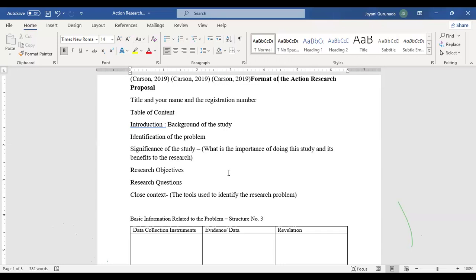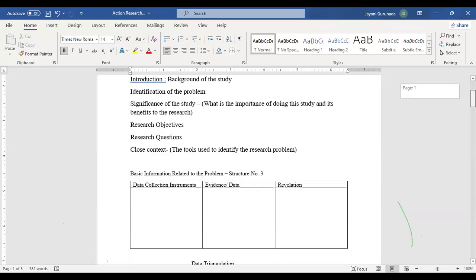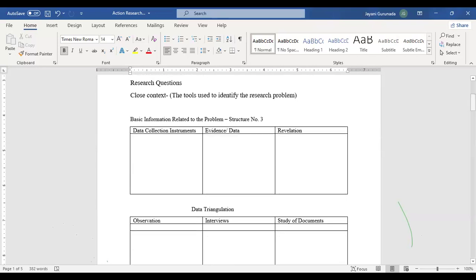When you consider objectives and questions, they are the same. You have questions in the next slide. Then the close context. Close context means the tools used to identify the research problem, right? Here you can talk about how you identified the problem. Data collection instruments you can use: questionnaire, interviews, or documents like test papers. So you have to have this first grid here.